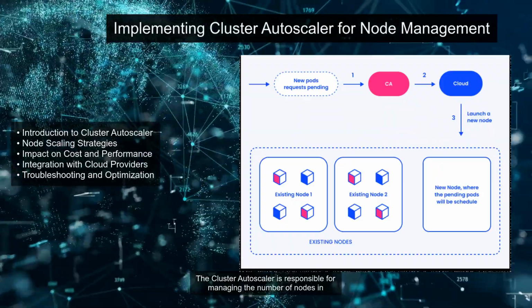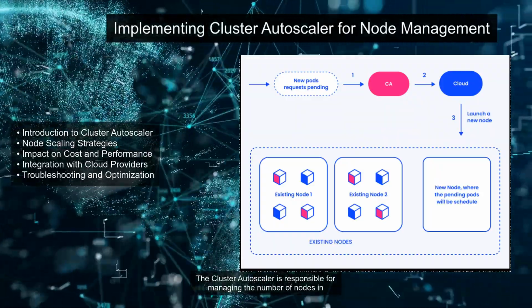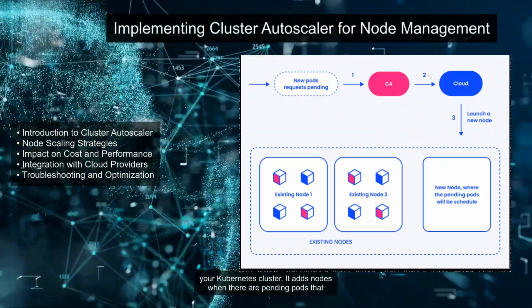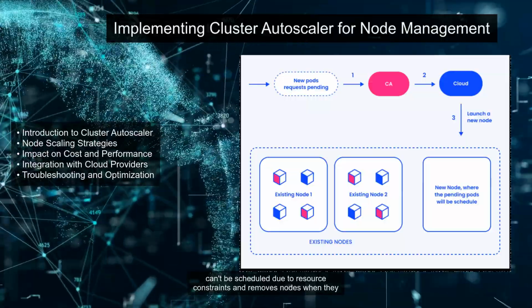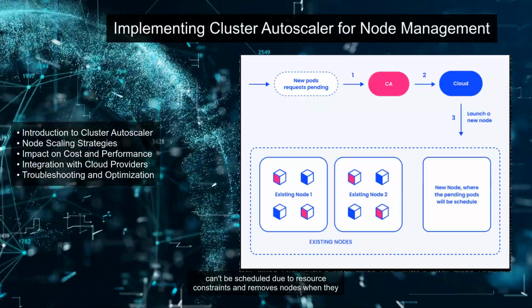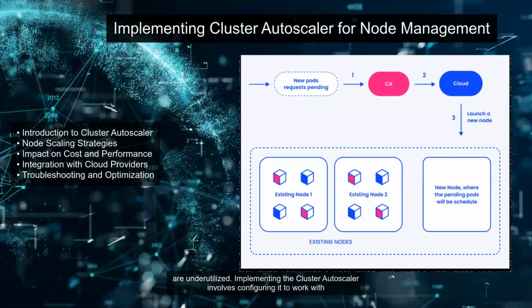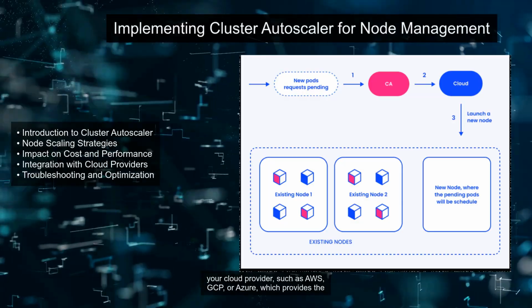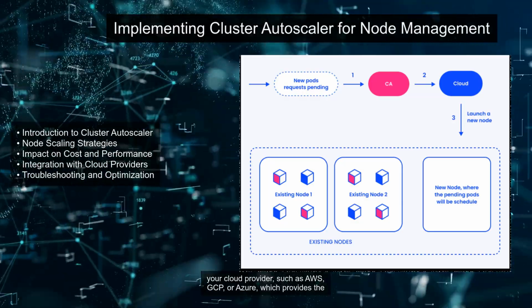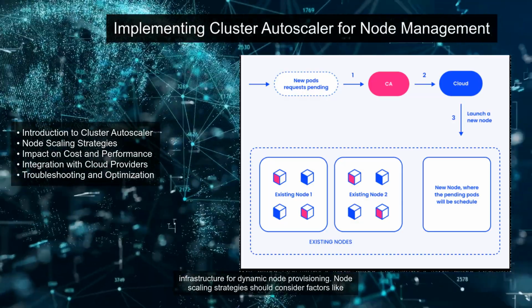The Cluster Autoscaler is responsible for managing the number of nodes in your Kubernetes cluster. It adds nodes when there are pending pods that can't be scheduled due to resource constraints and removes nodes when they are underutilized. Implementing the Cluster Autoscaler involves configuring it to work with your cloud provider, such as AWS, GCP, or Azure, which provides the infrastructure for dynamic node provisioning.